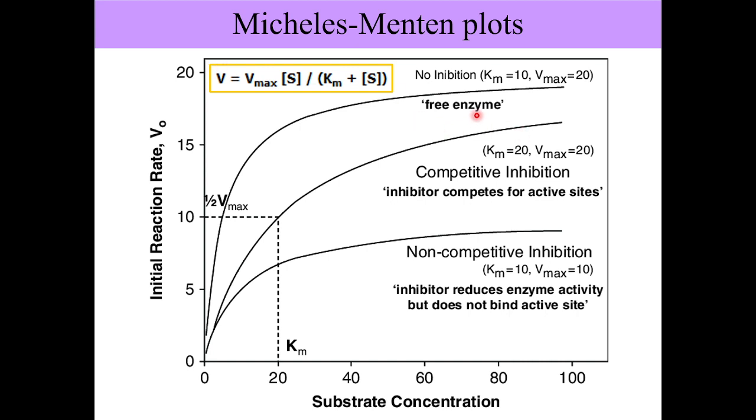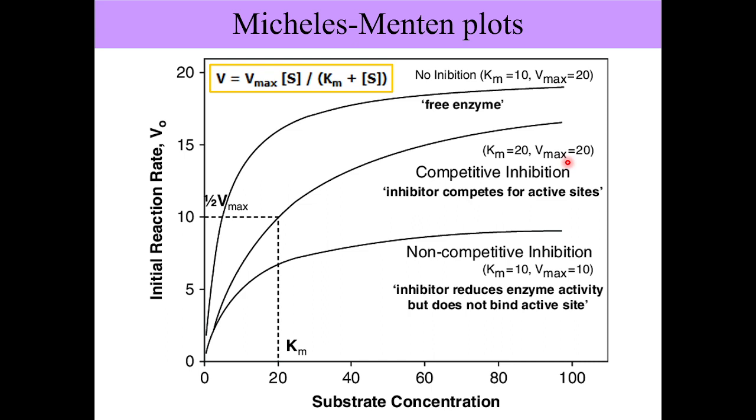Fine, for the free enzyme. Then you add a competitive inhibitor. So what happens when a competitive inhibitor is added? The inhibitor is going to come and bind to the active site of the substrate. Therefore, the affinity of the enzyme towards the substrate reduces, and if the affinity reduces, then Km is going to increase, and therefore you see Km becomes 20, right? So Km has increased, but your Vmax remains constant.